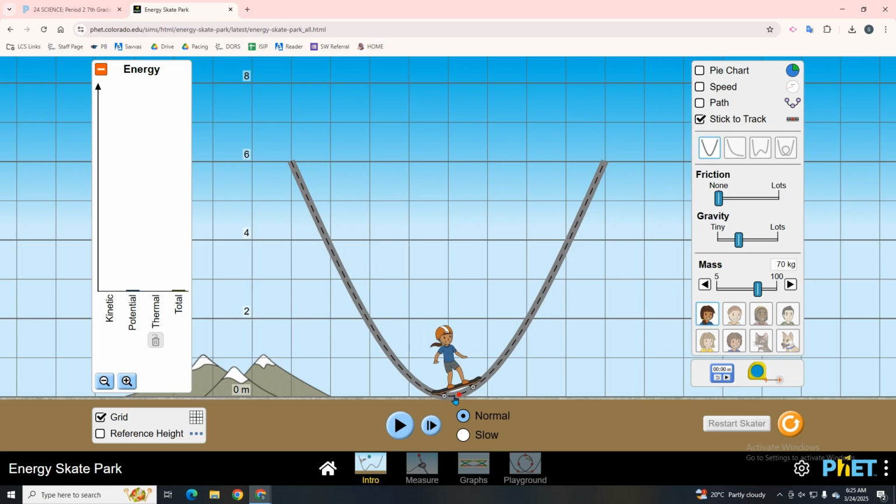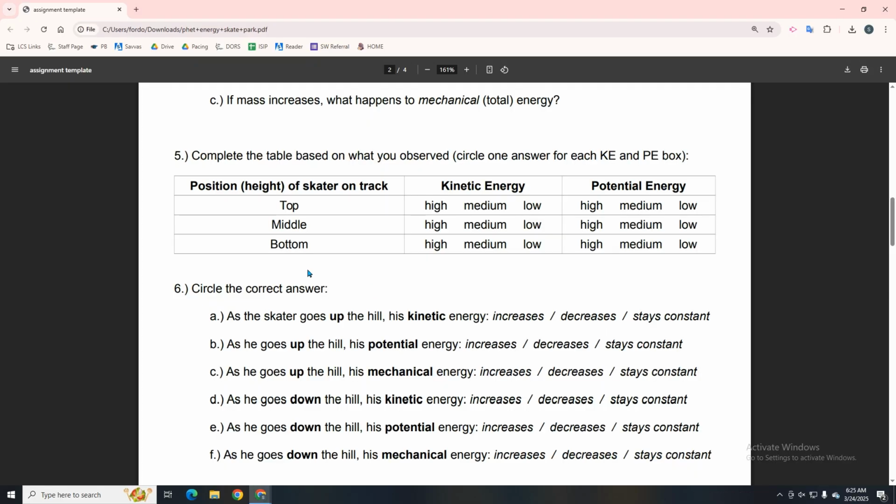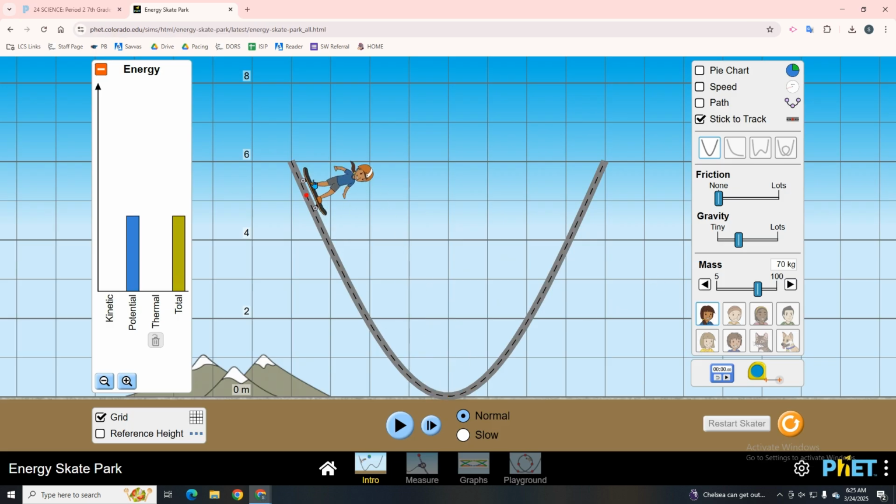Then take the skater, put them all the way at the bottom. Does the skater have high, medium, or low kinetic energy, or high, medium, and low potential energy? As you are doing this, make sure that they're moving, otherwise it's not going to show you any kinetic energy. All right? So make sure that they're playing because you can't just move them.